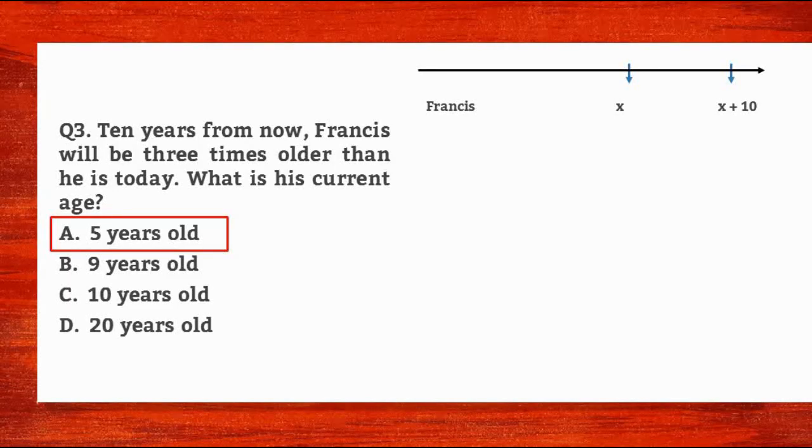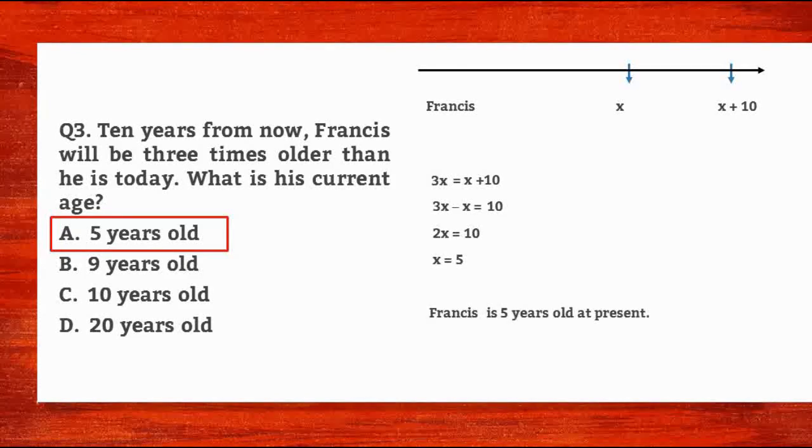The next step is to set up the equation. The problem states that 10 years from now, Francis will be 3 times older than he is today. So our equation is 3x is equal to x plus 10. In other words, Francis' age in 10 years, which is x plus 10, will be equal to 3 times Francis' age at present, or 3x. Thus we get x is equal to 5.